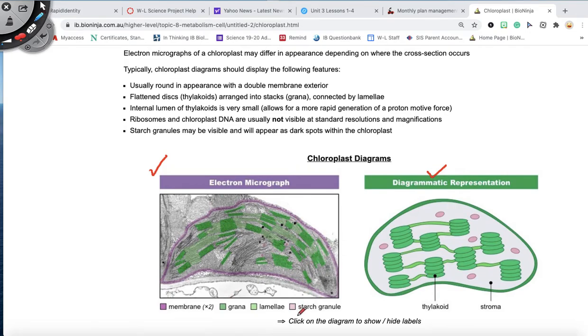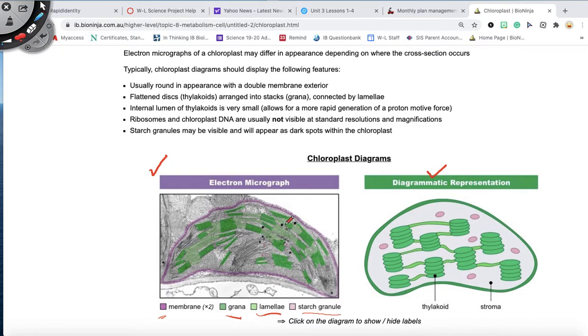Here in this label, you see the membrane in dark purple. It's hard to see the double membrane, although it's still there. You see the grana right here, so the stacks of thylakoids. And then you see the lamella in lighter green, which is what connects all of the grana together. And then you can also see some starch granules that appear as dark spots.